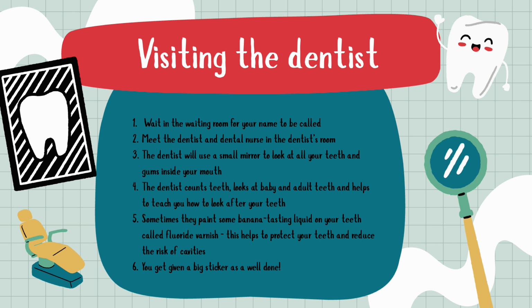The dentist will then use a small mirror to look at all the teeth and gums inside their mouth. This will be done to count teeth, look at baby and adult teeth, and also help to teach the child how to brush their teeth correctly. Sometimes the dentist paints some banana-tasting liquid on their teeth, which is called fluoride varnish. This helps to protect their teeth and reduces the risk of cavities. At the end, as a big well done, the child will get rewarded with a big sticker.